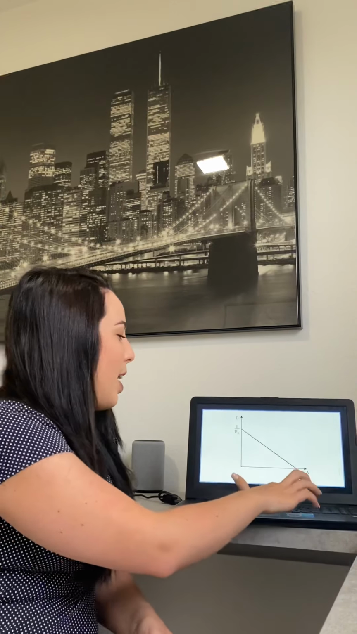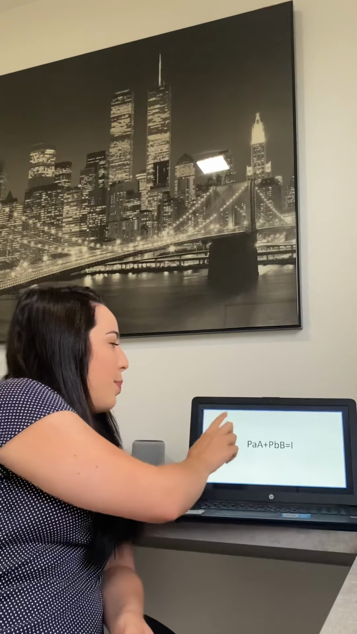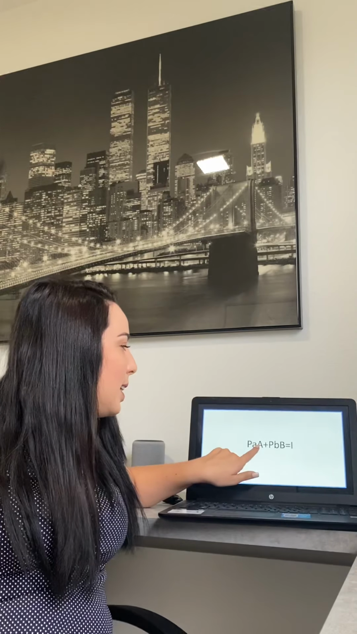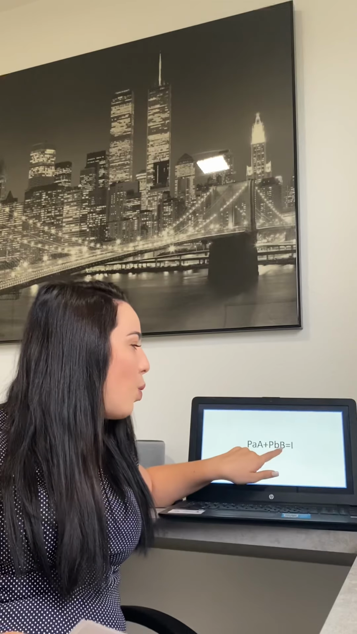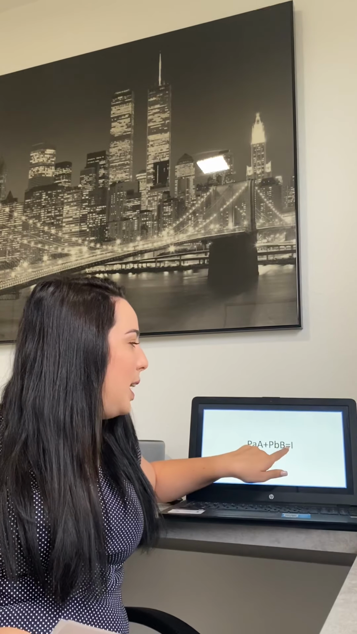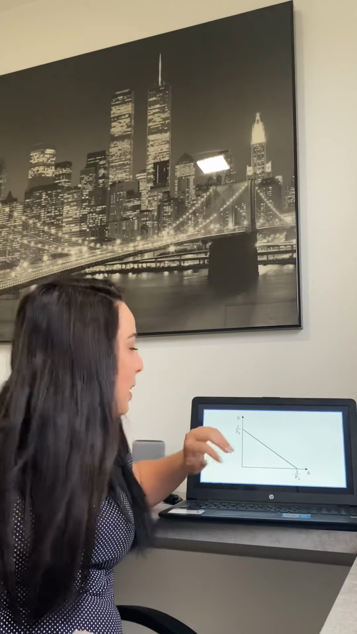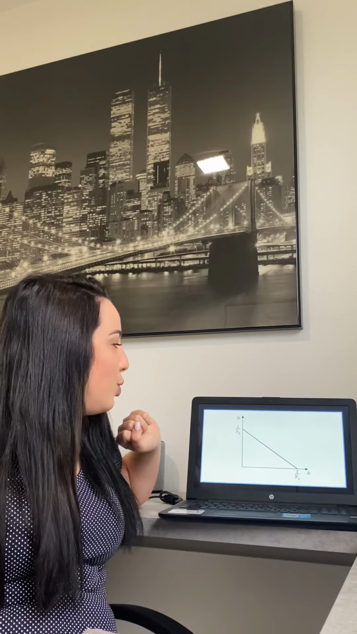If we want to translate this concept into an equation, we arrive at this equation: the price of product A multiplied by the quantity of product A, plus the price of product B multiplied by the quantity of product B, equals our income. And if we want to represent that graphically, we will have this result.